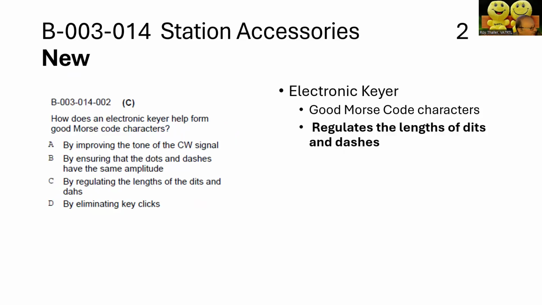There is a new question. How does the electronic keyer help form good Morse code characters? So it does that by regulating the lengths of the dits and the dahs.